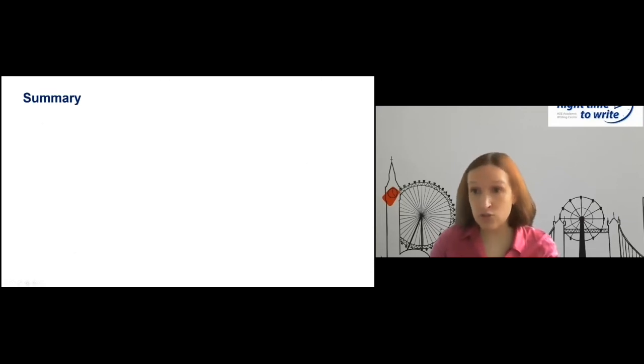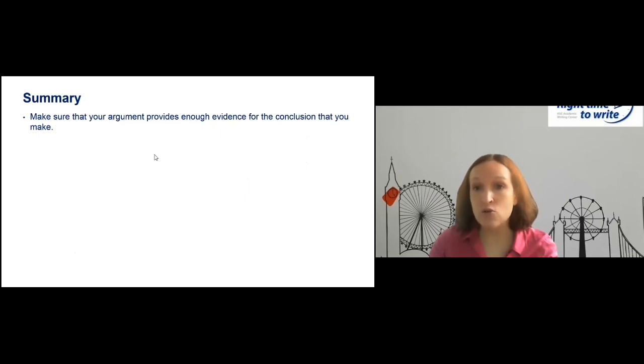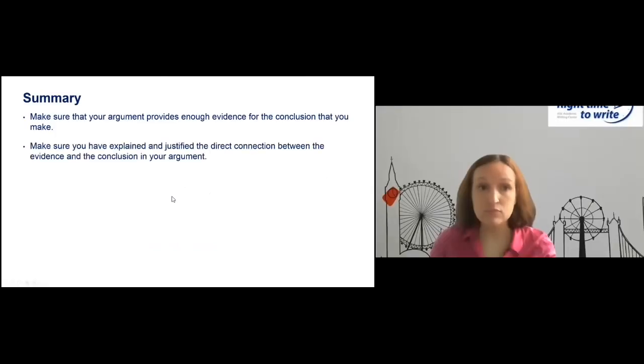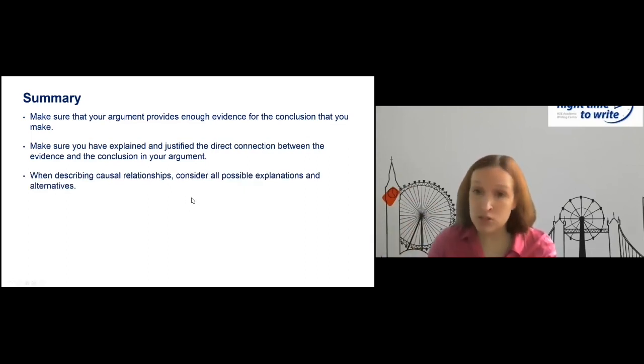So we have come to an end of our workshop today. I would like just to share my ideas of how to make arguments more logically sound in general. Of course, we need to make sure that there is enough evidence. Of course, this is what we have seen in all the faulty arguments today. Of course, we need to make sure that we have explained the direct connection between the evidence and the conclusion. It is the cause of many fallacies. We should consider all possible explanations and alternatives. This is a way to avoid several fallacies as well.